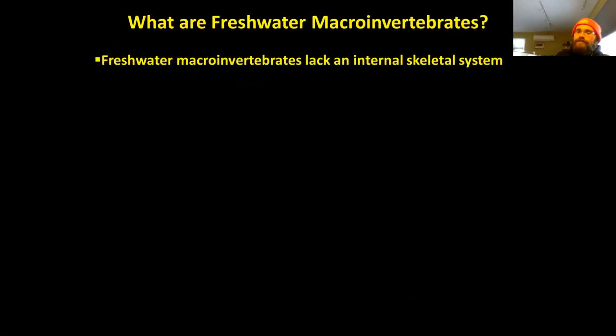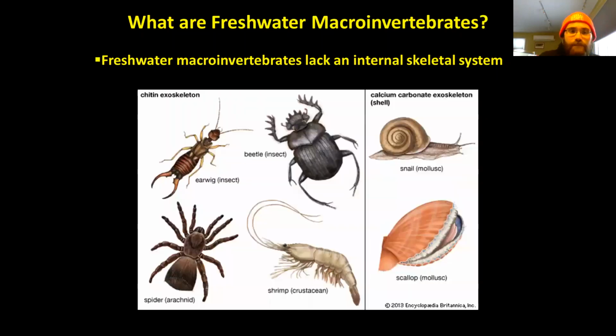Freshwater macroinvertebrates lack an internal skeletal system. So insects, arachnids, and crustaceans are going to have chitin as their exoskeleton. So when they grow, they need to shed their exoskeleton. And then mollusks such as snails and freshwater mussels have a calcium carbonate exoskeleton. So instead of shedding that, they simply secrete more of a shell as they grow older.